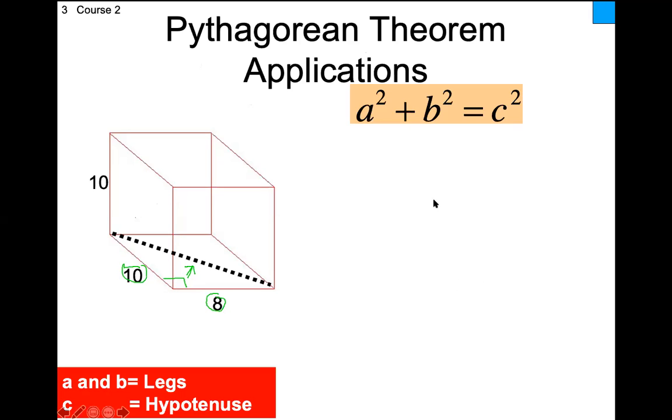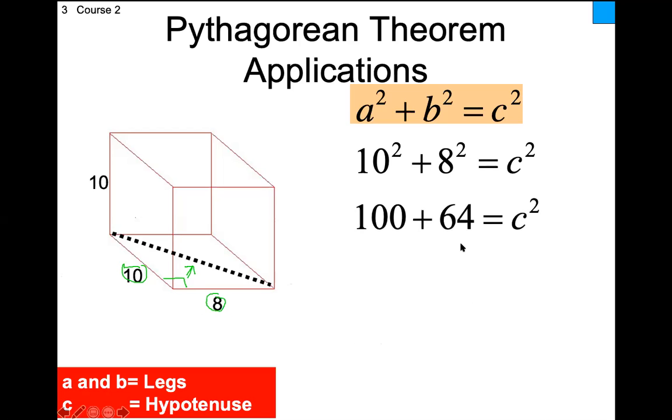So 10 and 8 are my A and B, and I do the Pythagorean theorem to find the distance of the dotted line. That's 100, that's 64. 100 plus 64 is 164. I look at my perfect squares, 169 is a little bit larger, and 144. Well, it's really close to 169, but not super close.